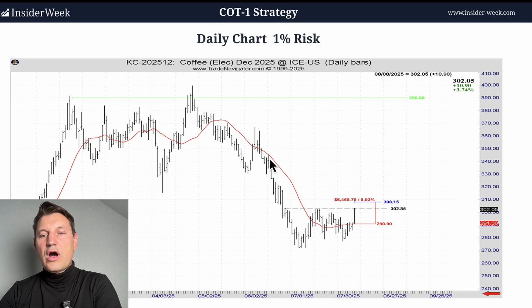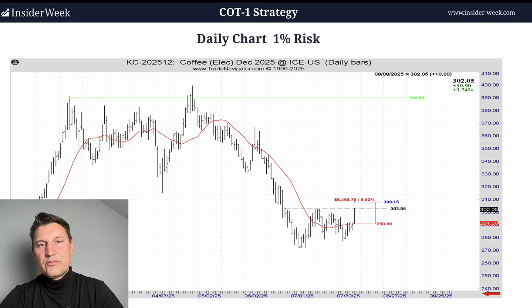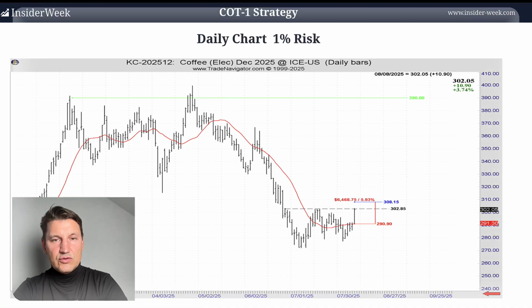As you can see, I will open a long trade when the price goes through 308.15. My stop loss is the red price and my take profit is the green price. So I have everything I need to implement this trade. I will risk 1% of my $1.5 million account with this trade.